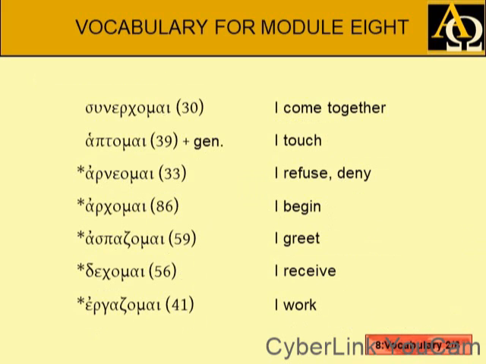And then sunerkomai, I come together. Okay, the sun, yeah, it's the favorite word of the Apostle Paul whenever he's talking about doing something together, being co-baptized or things like that. He uses the sun group of words.